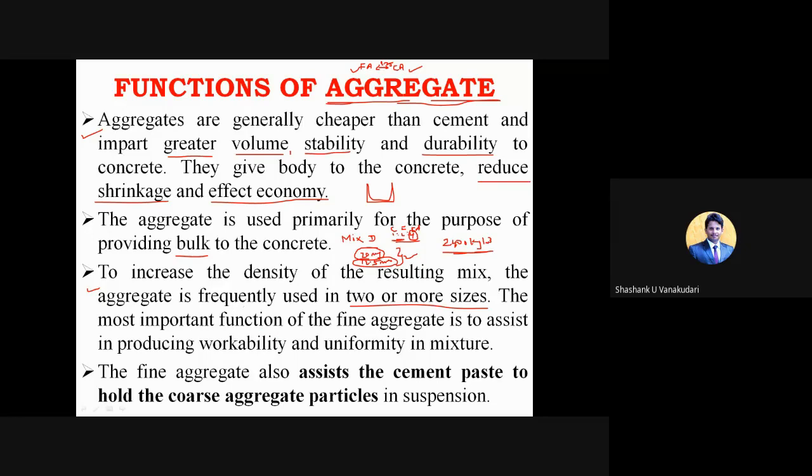And then the most important function of the fine aggregate is to assist in producing the workability and uniformity in the mixture. Here the coarse aggregates you take are of various sizes. Clear? And within a particular volume, whatever gaps there are between these coarse aggregates can be filled by the fine aggregates. Taking only coarse aggregate and cement won't give the proper bonding or sufficient strength between those ingredients.